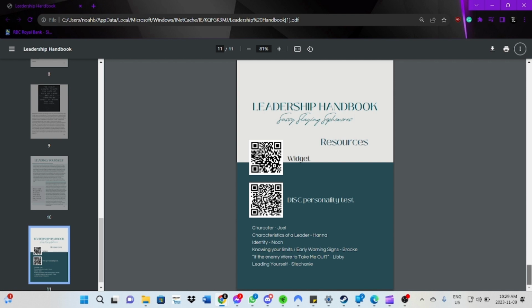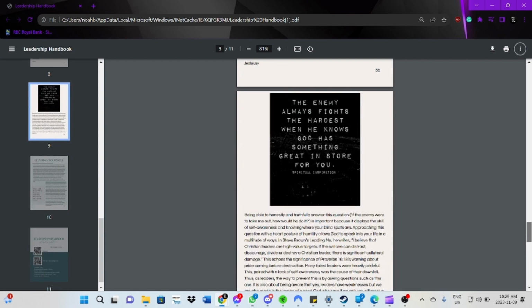Our entire class took these tests, and we found them very insightful because we just didn't know how other people see us and see our own leadership. Then we're able to view that and make proper adjustments if needed. This is our entire handbook.